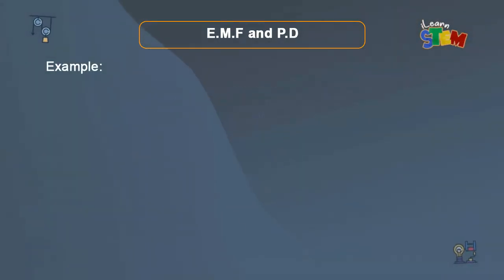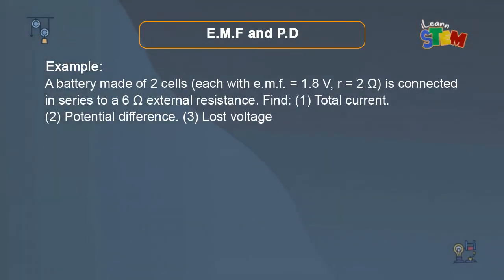Let's solve an example. A battery is made up of two cells. Each cell has an electromotive force EMF of 1.8 volts and an internal resistance of 2 ohms. The battery is connected in series to an external resistor of 6 ohms. You are required to calculate: 1. The total current flowing through the circuit. 2. The potential difference. 3. The lost voltage drop across the internal resistance.